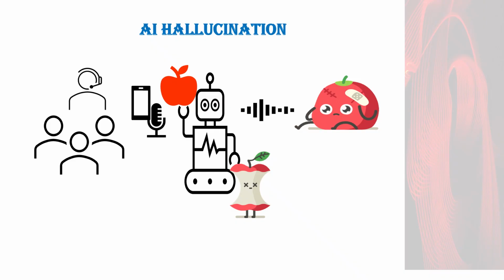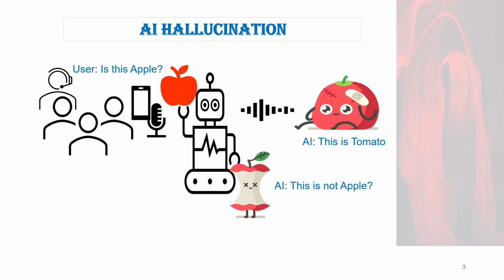If you are very new to AI, then don't worry. Let us understand AI hallucination with a simple example. User shows an image that contains an apple to AI, and the user asks AI, is this an apple? AI responds, this is not an apple, this is a tomato. But in reality, the image contains an apple. This misleading reply is AI hallucination.